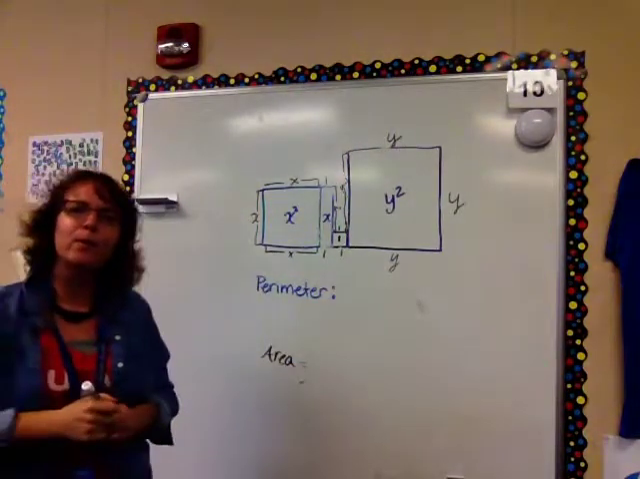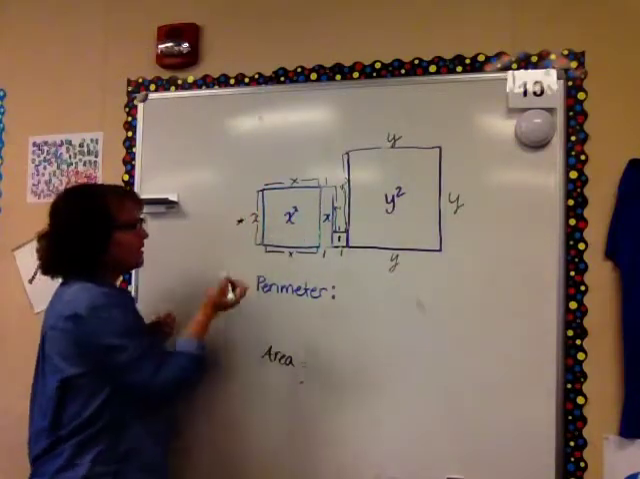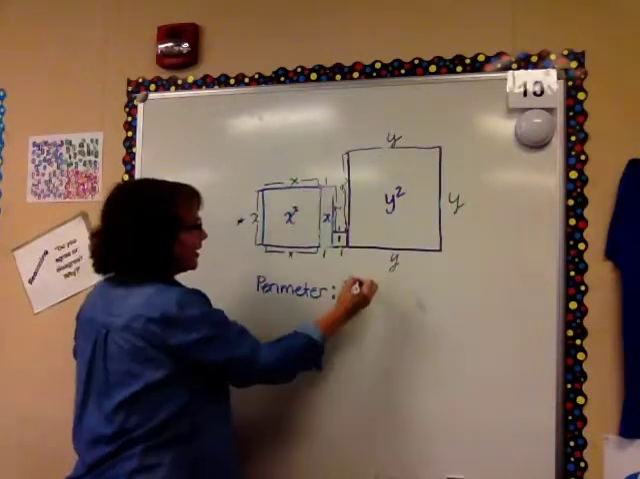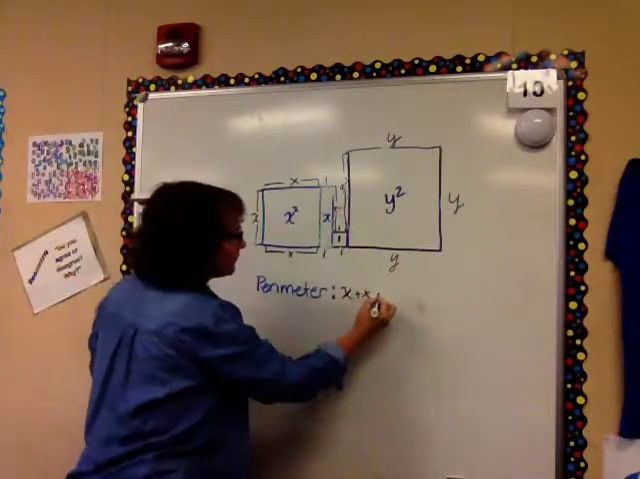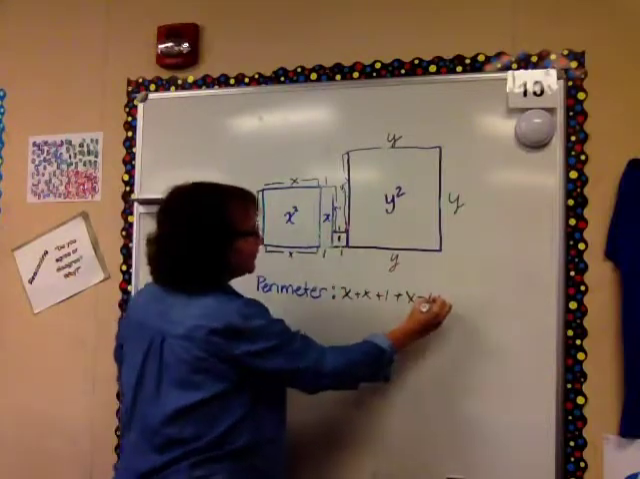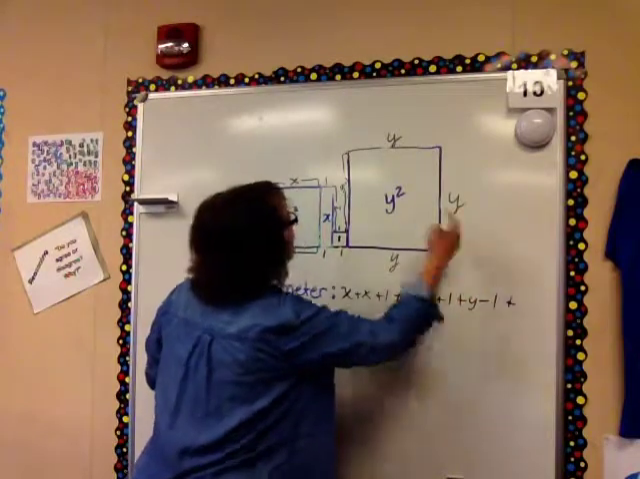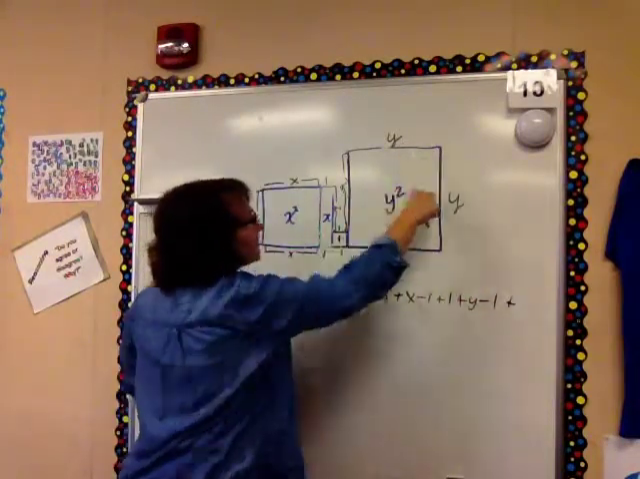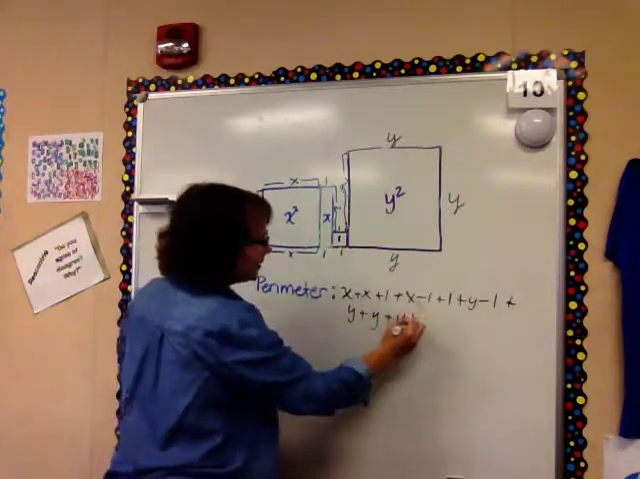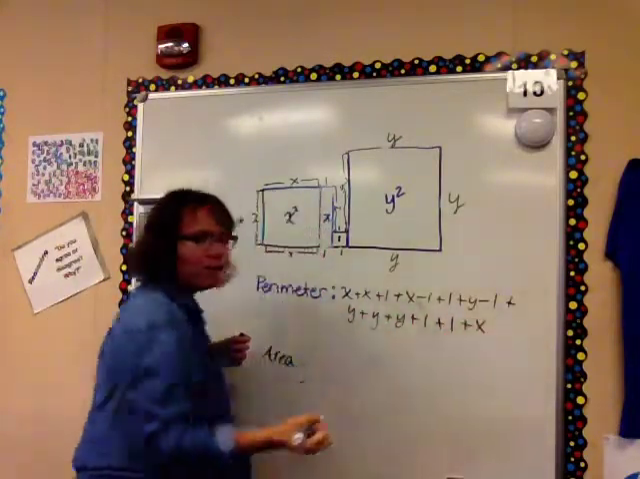Now when we find the perimeter, we're going to add all of the lengths together. So let's go ahead and start with this one, and I'll put a star there so I remember when I get back to that. This distance is x plus another x plus 1 plus x minus 1 plus 1 plus y minus 1 plus y plus another y and plus 1 plus x, and that's all the way around.